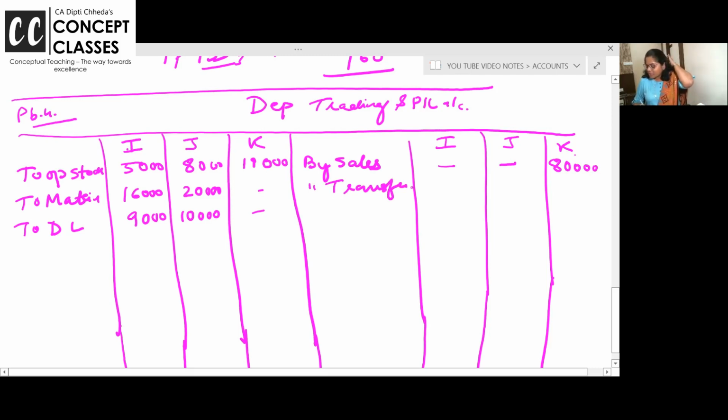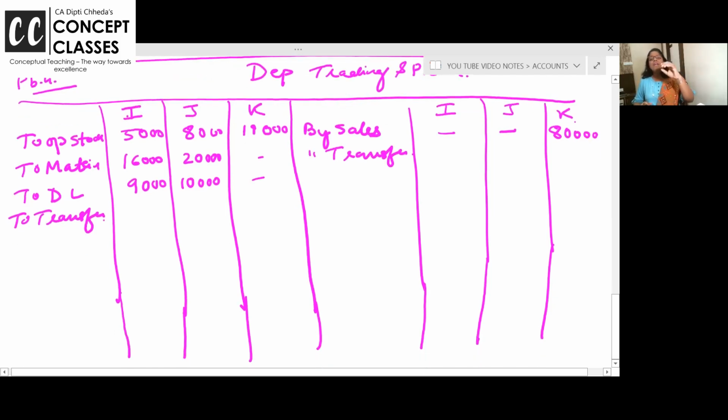I is not going to sell anything, but then I is definitely going to transfer to J. So we need space for transfer, right? And that transfer, whoever receives, so this side also one transfer. Write and keep. When I complete the trading account, I'll pause. Unmute freely and ask whatever doubts you have. Closing stock.